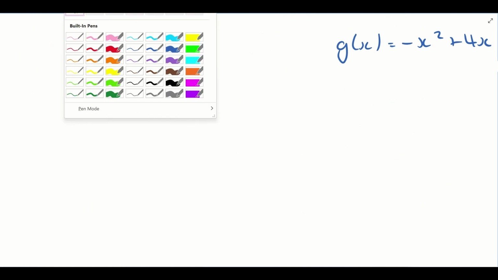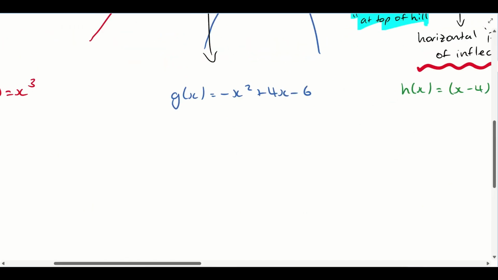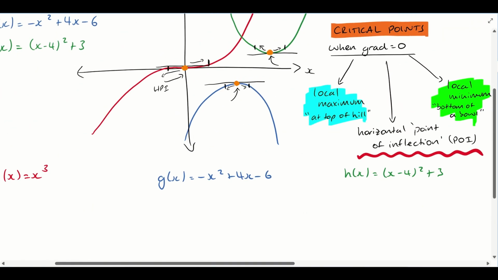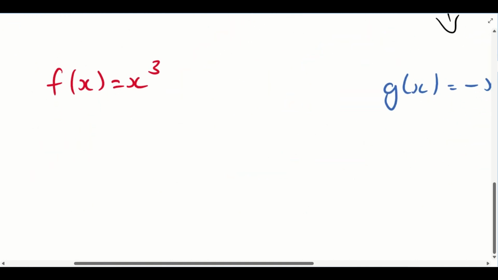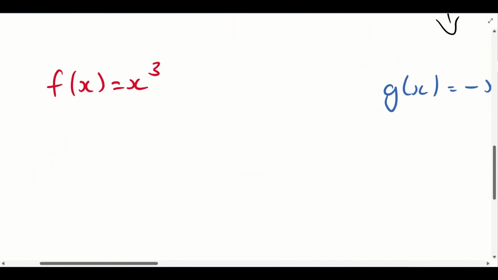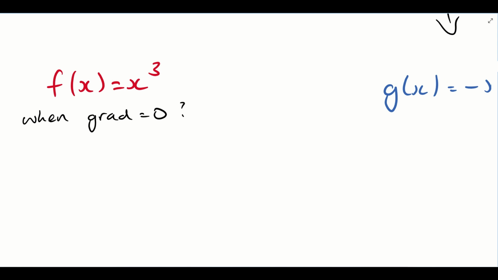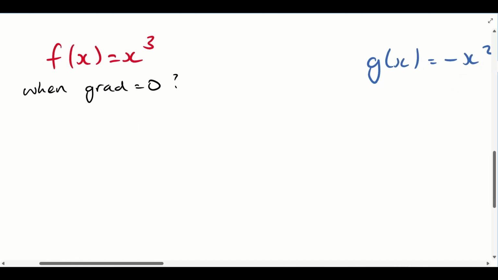Well, what we're effectively asking to find the critical point, remember, the critical point is when the gradient is equal to 0. So effectively, we can turn this into a worded question. Say this is f of x, x cubed, and say when does the gradient equal 0? Well, the gradient is equal to 0 when the derivative is equal to 0, right? So what's the derivative of f of x?